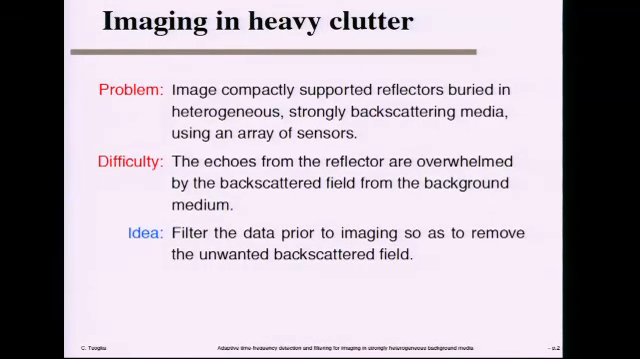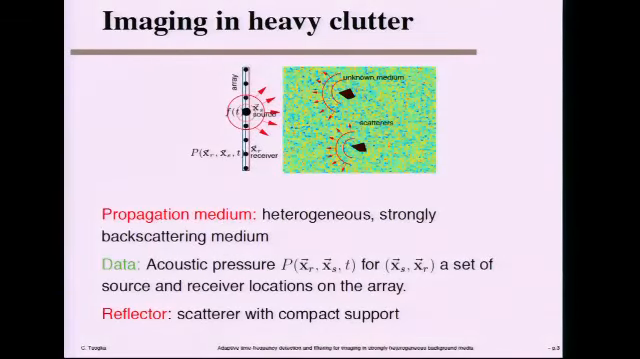Now, why is this difficult? It's because the echoes from the reflector that we wish to image are overwhelmed by the field that is scattered by the background medium. And the idea that I want to pursue here is to filter the data prior to imaging in order to remove this unwanted backscattered field. So here is our setup.